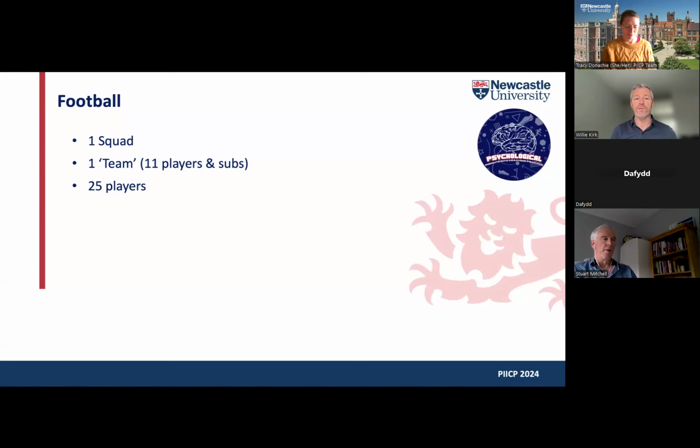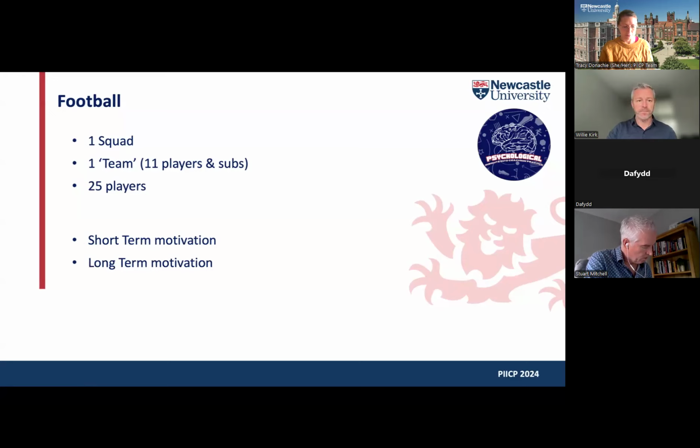So how are we motivating the players that are playing, the players that are not playing, and everything else in between? We've got a short-term motivation, which is probably fairly obvious. Our short-term motivation is the game ahead of us. Everybody should have that common purpose of we want to win this game. But then we have the medium-term motivation of potentially winning a cup, winning a championship, avoiding relegation, whatever that club's objectives are. But then we've got the longer-term motivation as well.